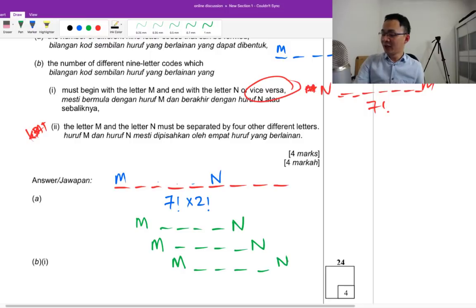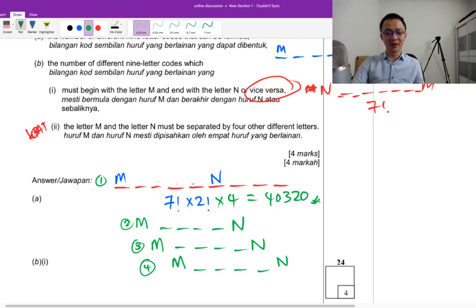So therefore, I have 1, 2, 3, 4. I have 4 ways to arrange this one, so I multiply by 4 here. Then I can actually use the calculator to solve this one. So it's 40320. I hope my answer is correct. Yeah, just let me know if my answer is wrong.